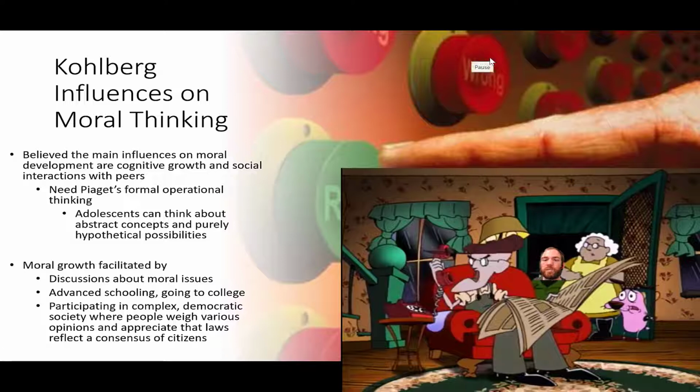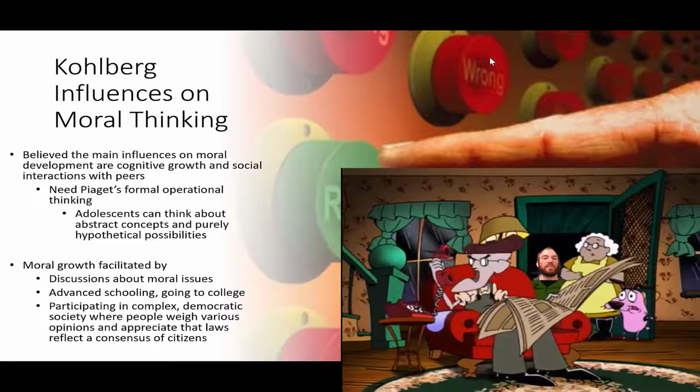And Kohlberg's influences on moral thinking. Kohlberg believed the main influences on moral development are cognitive growth and social interaction with peers. In order to develop morally, children need Piaget's formal operational thinking. And moral growth is facilitated by discussions about moral issues, advanced schooling, going to college, and participating in complex democratic societies where people weigh various opinions and appreciate that laws reflect a consensus of citizens.